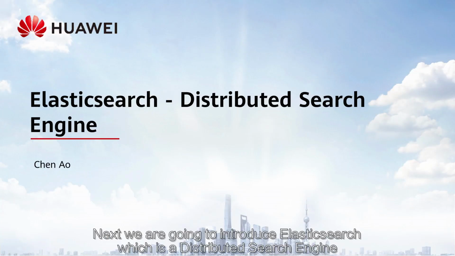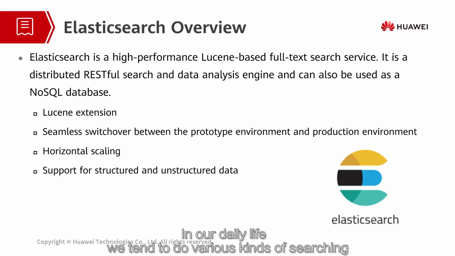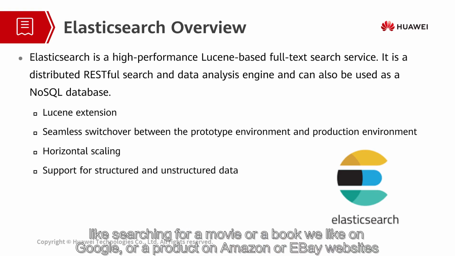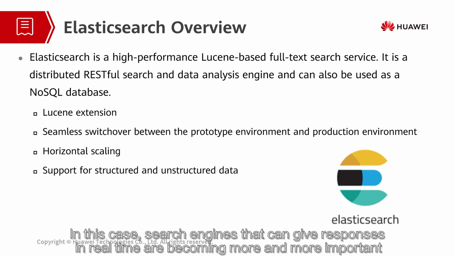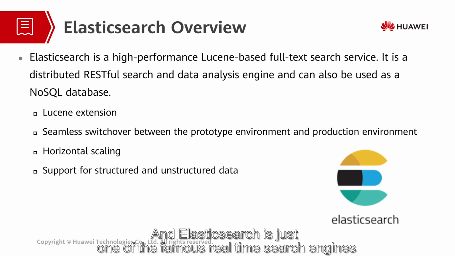Next, we are going to introduce Elasticsearch, which is a distributed search engine. In our daily life, we tend to do various kinds of searching, like searching for a movie or a book we like on Google, or a product on Amazon or eBay websites. In this case, search engines that can give responses in real time are becoming more and more important. And Elasticsearch is just one of the famous real-time search engines.